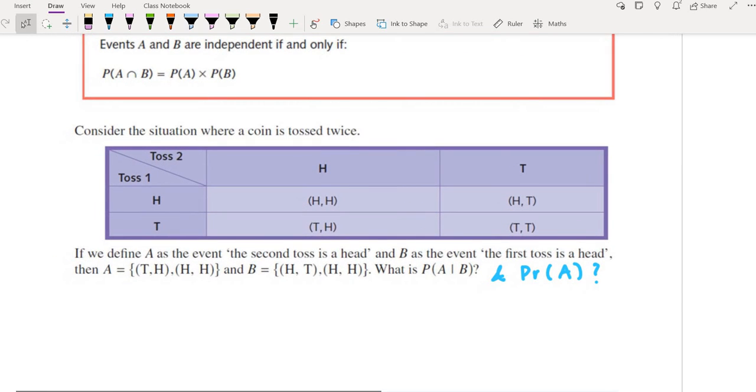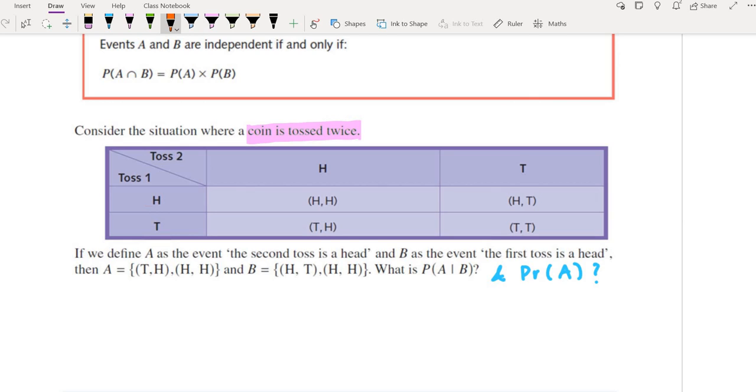Alright, let's look at the scenario where we are tossing a coin twice. In the first toss we can get either heads or tails. Second toss we can get heads or tails as well. And these are the 4 outcomes that we can have when we toss the coin twice.